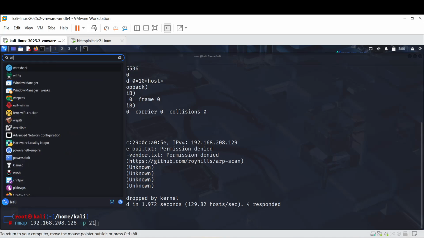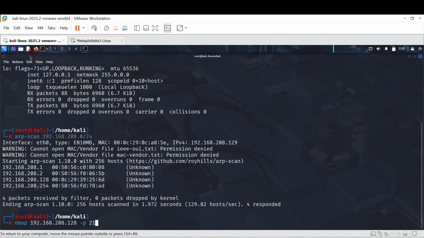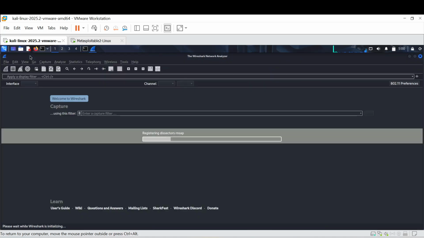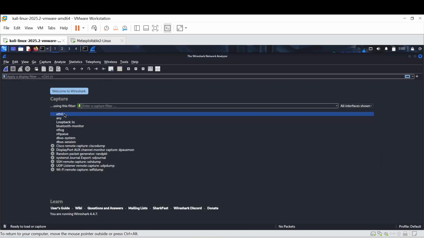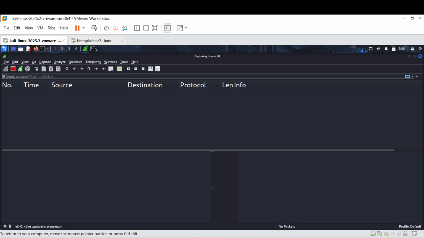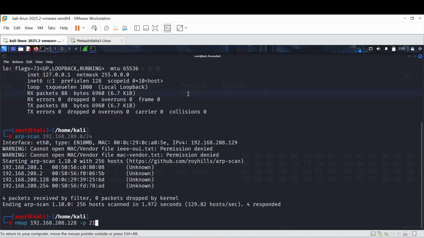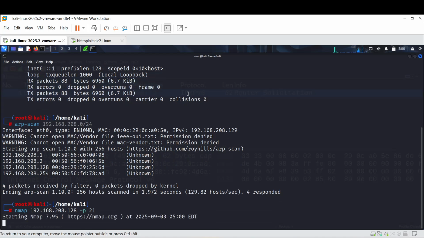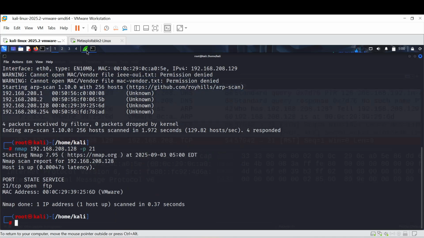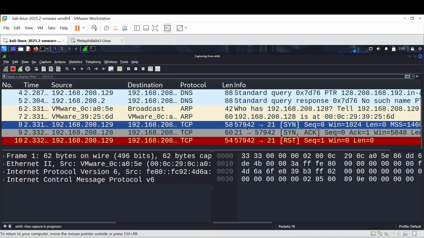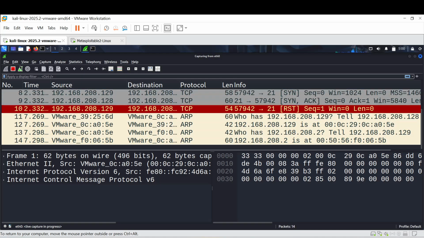And from here, again I will open my Wireshark so that we will be able to see what our Nmap is doing in the background with the help of Wireshark. If I hit enter, you will see we have three packets that are related to that, right?